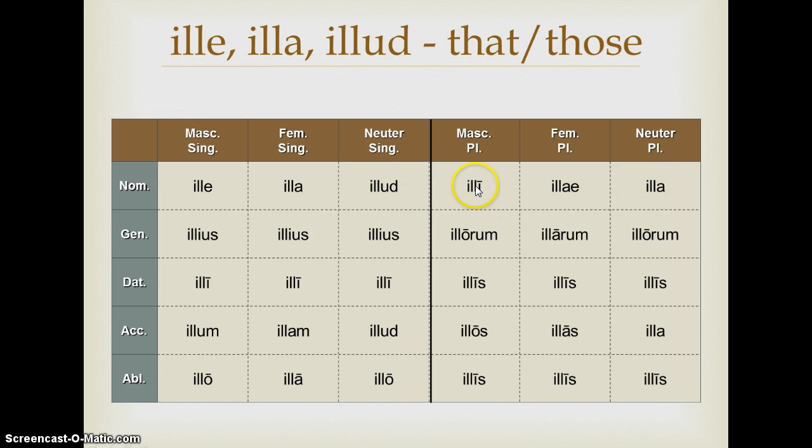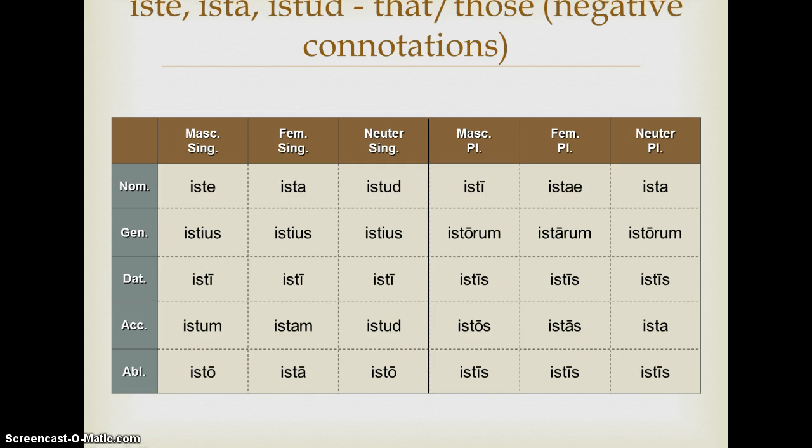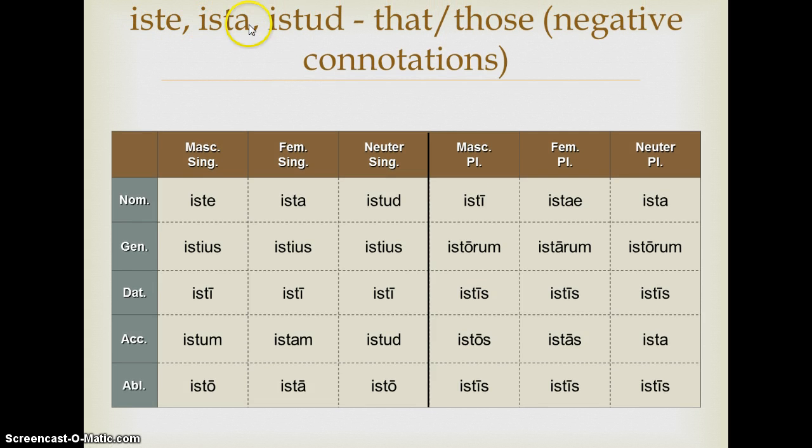Ili, ali, alla. These men, these women, these things. Now, the next pronoun, iste, ista, istud, translates the same way as that in the singular, those in the plural. However, when you use this word, you're using it with a negative connotation. Okay, this is important. Negative connotation. You are saying that boy, that man, that woman, that thing.